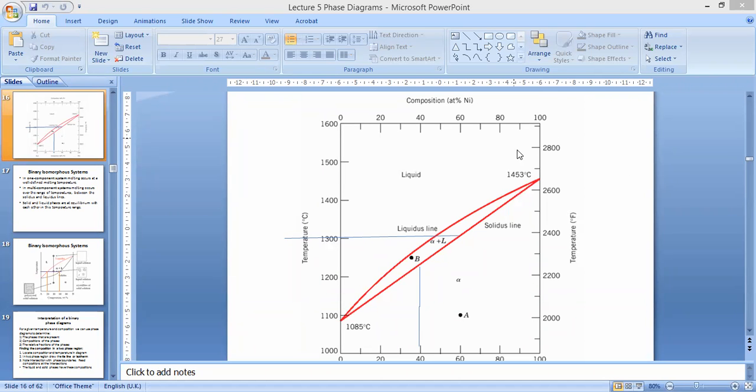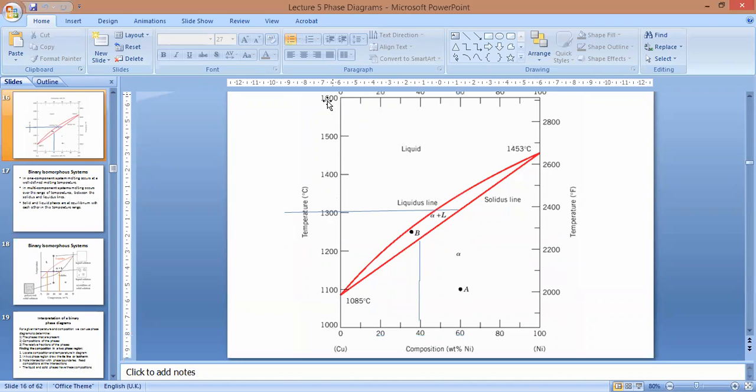All right, so we have our liquidus line here, as you can see where my cursor is. And then we have our solidus line below here. And then we have temperature in degrees Celsius on the left, y-axis here.